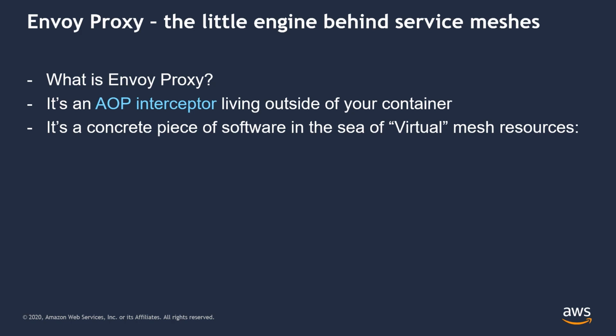Most App Mesh resource names have a virtual prefix: virtual nodes, virtual services, virtual routers, and so on. All those virtual resources don't really exist. Instead, virtual things get transformed into Envoy proxy configuration settings, which get sent to relevant Envoy proxies on a need-to-know basis.